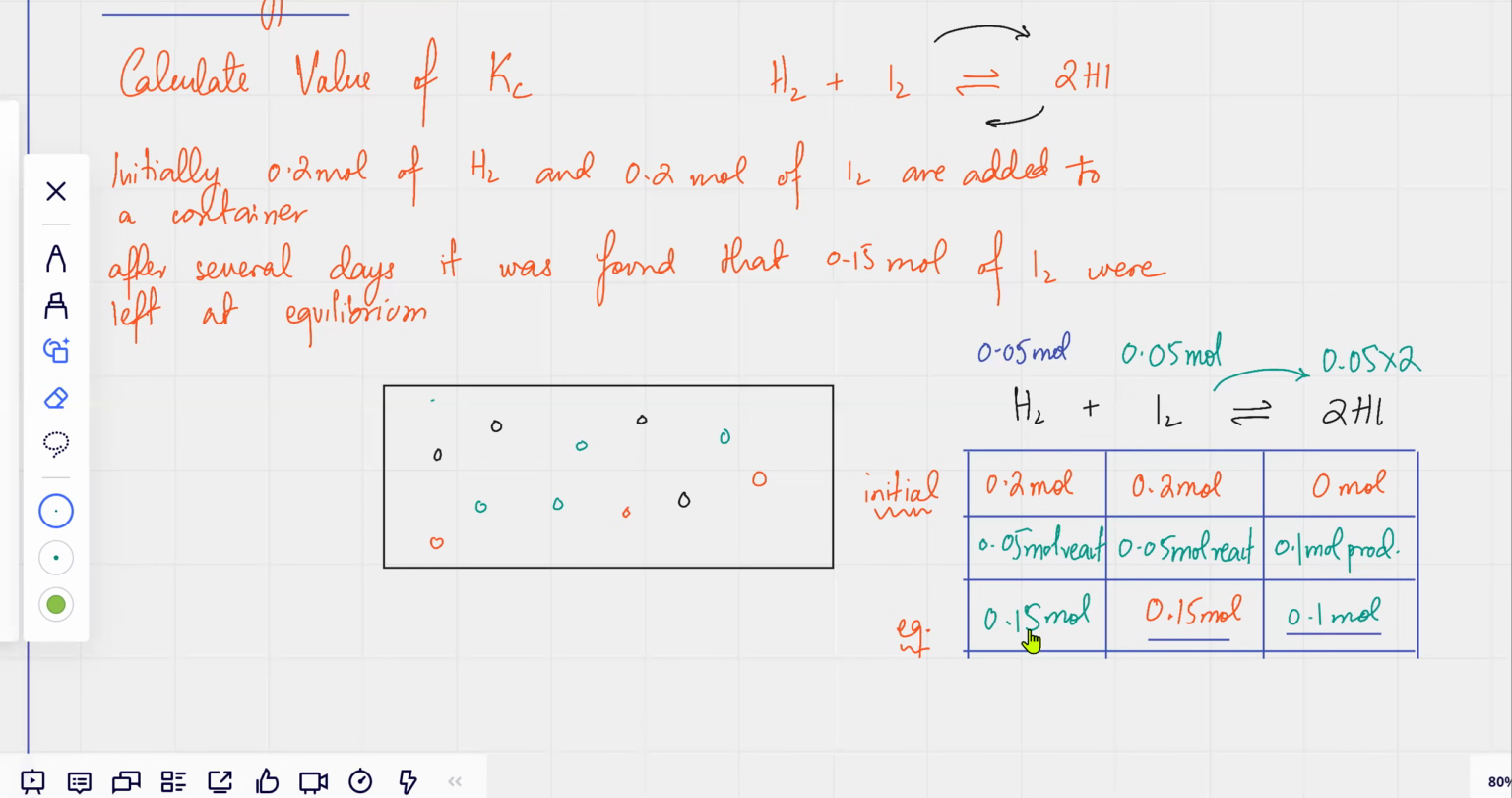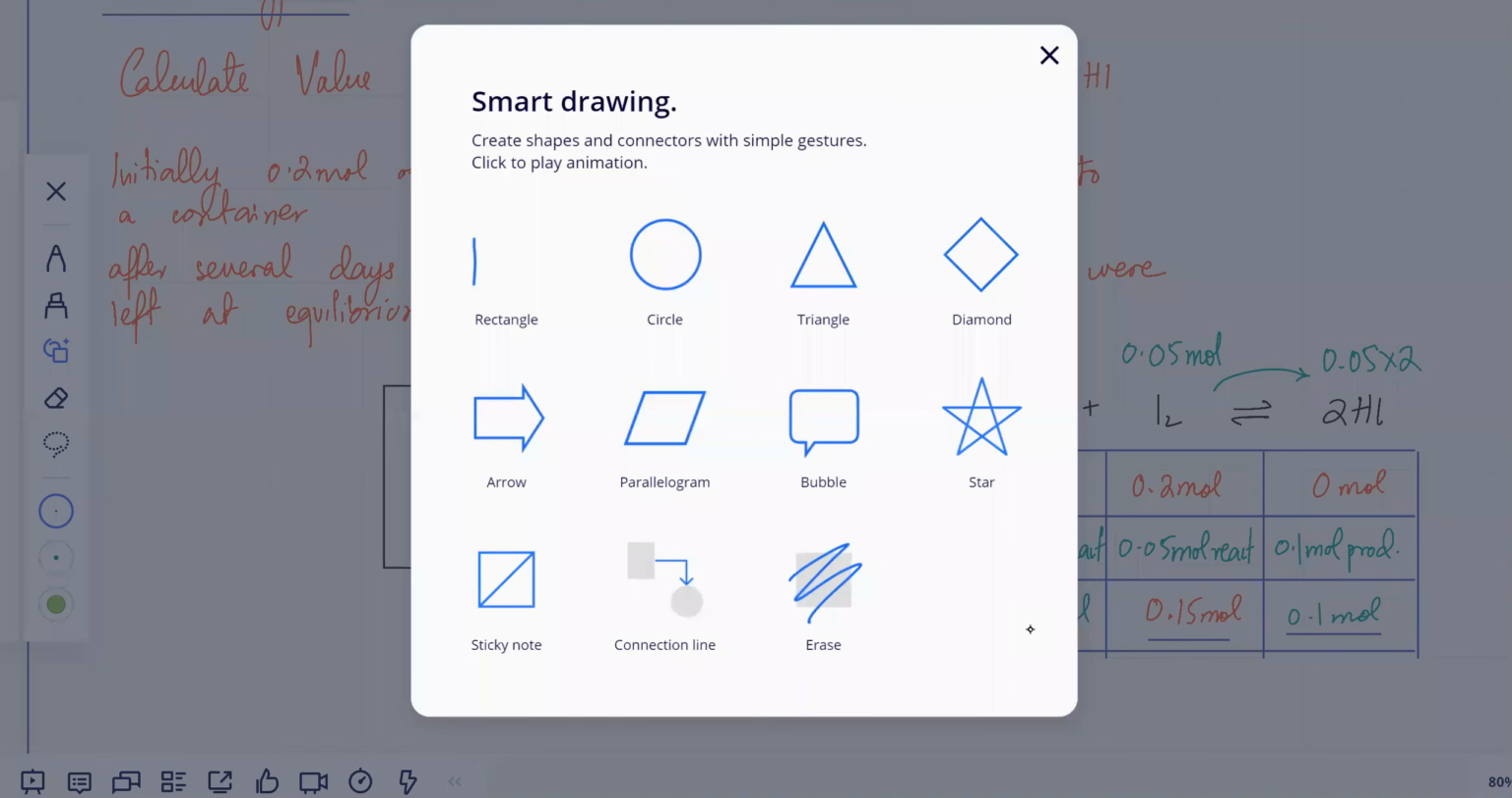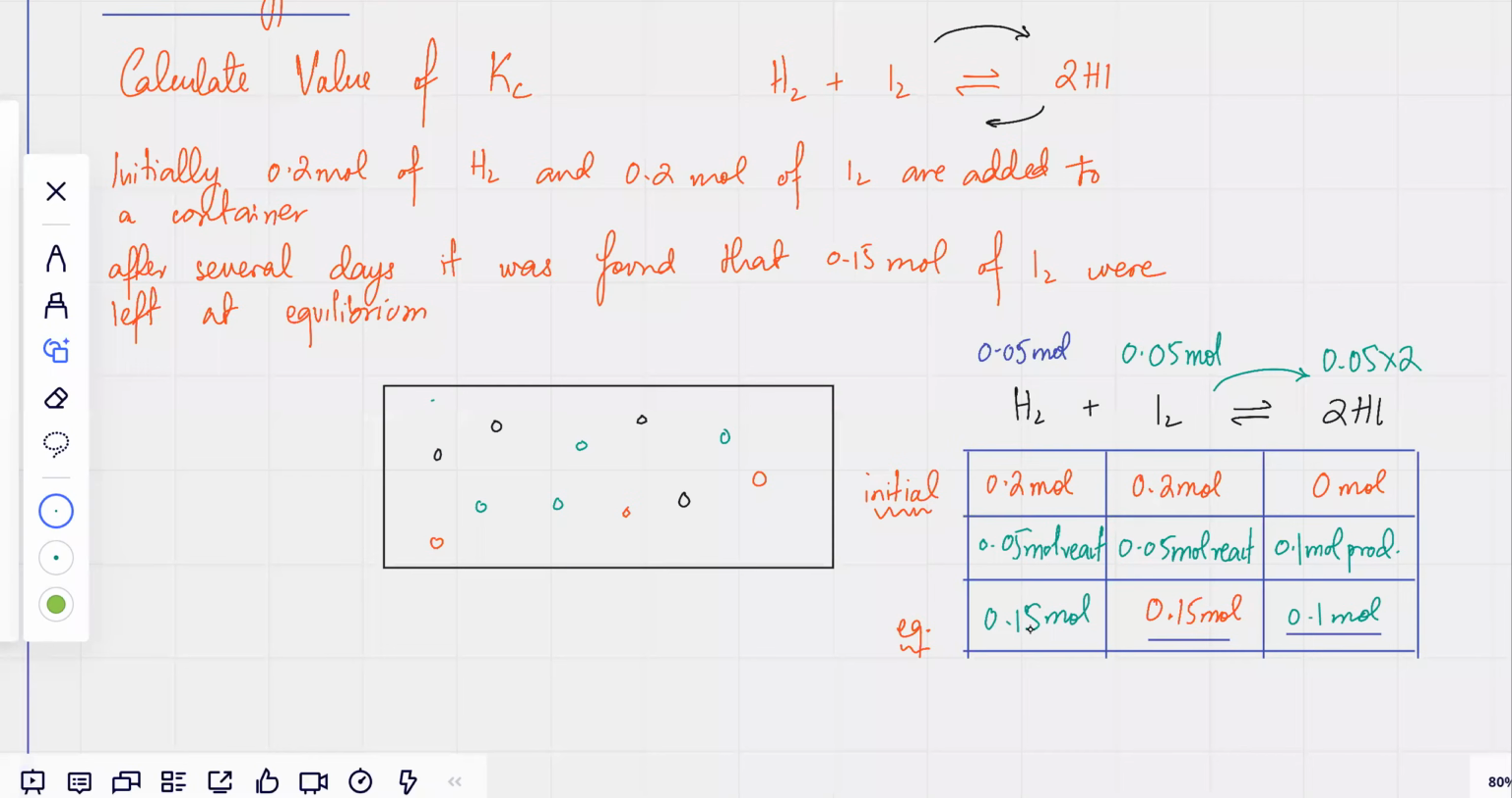So is this clear? This example. Sir, yes, I did not understand the 0.15 moles. Can you do that again? Which one? The H2 one, like before I2. No, you understood I2, right? Yeah. You didn't understand H2, right? Yes.